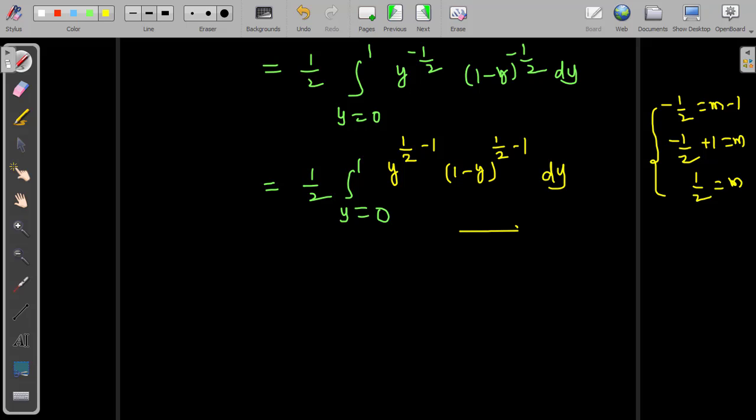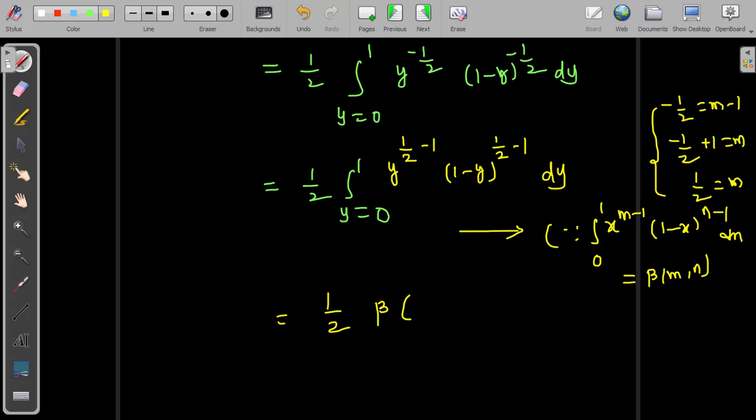Now it is exactly the definition of a beta function. The beta function definition is integral 0 to 1 of x to the power m minus 1 times (1 minus x) to the power n minus 1 dx, and this is equal to beta of m comma n. So this is equal to half times beta of half comma half. This is your m value, this is your n value. These two values only we have to write, under bracket: beta of half comma half. This represents m and n. Okay, this completes the solution of the definite integral.